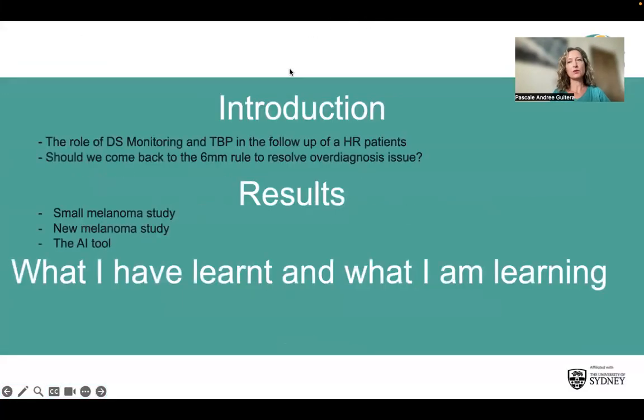So I would like to take a step back and talk a little bit about the role of dermoscopy monitoring and total body photo in the follow-up of our high-risk patient. And then I will come back to this question of overdiagnosis. Do we need to come back to the 6 mm rule, like some authors of the New England Journal of Medicine have proposed to tackle this problem of overdiagnosis? Then I will show you the result of our study on small and new melanoma and also how the AI tool performed. And then I will try to give you my conclusion on what I've learned and what I'm still learning.